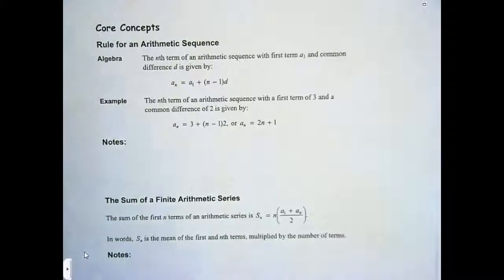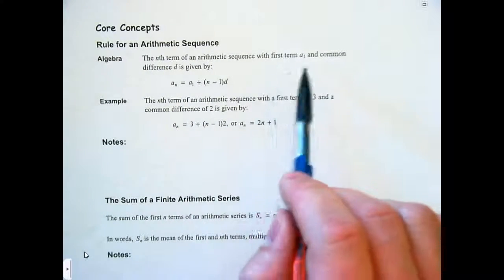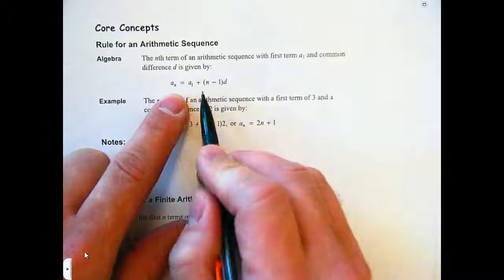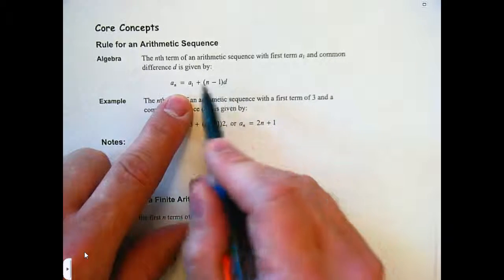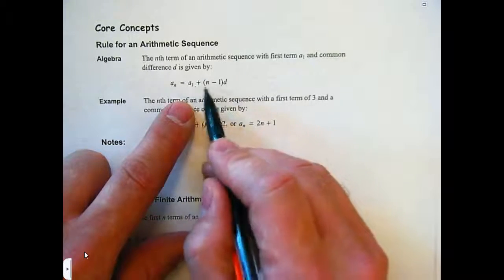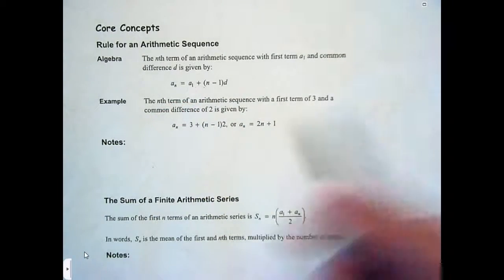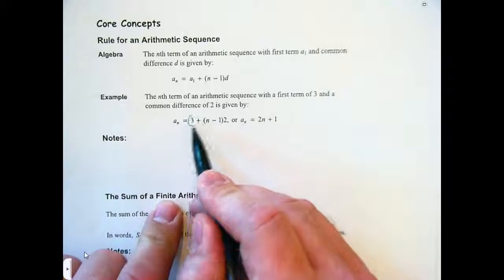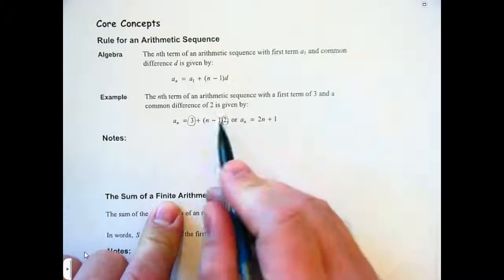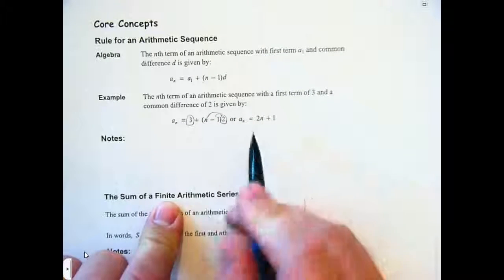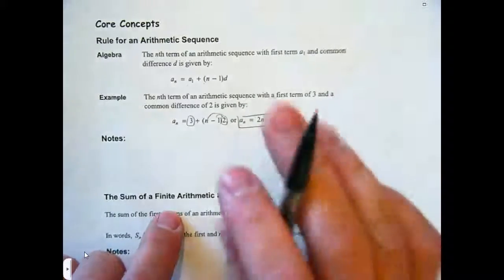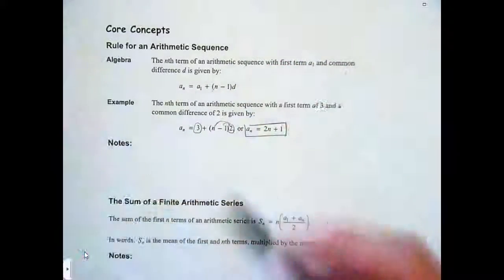If you remember back to algebra, the nth term of any arithmetic sequence can be found if you know a sub 1 and you know the difference. You can write out an equation using a sub n is equal to a sub 1, the first term, plus n minus 1 times d. For an example, if the first term was 3 and the difference was 2, you could write out this equation and then simplify it by distributing and then combining like terms to get a sub n is equal to 2n plus 1.